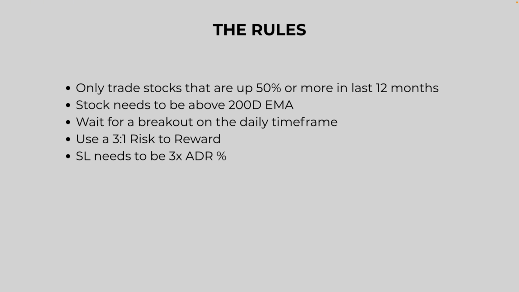The second one is the stock needs to be above the 200-day moving average, and then you need to wait for a breakout on the daily time frame. And then the last two is to use a 3-to-1 risk to reward ratio, and finally your stop loss needs to be 3 times the ADR percentage.